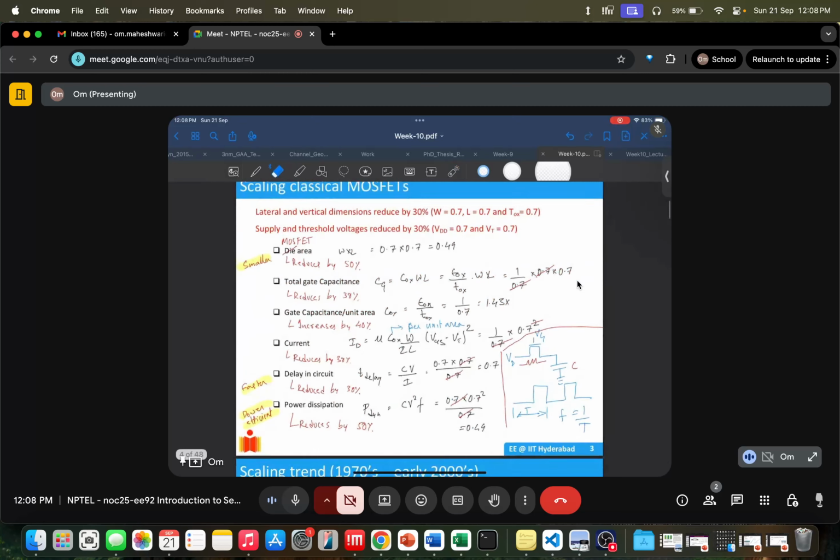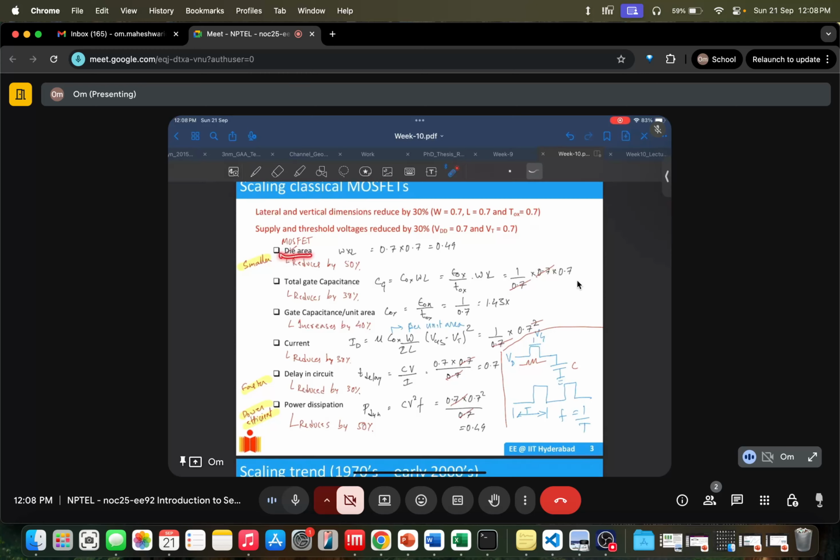So here is a list of all the different parameters that change. The lateral and vertical dimensions are reduced by 30%, like L and W change to 0.7 times, and T ox to 0.7 times. Supply voltage and threshold voltage are also reduced by 30%, that is, 0.7 times scaling in those two.